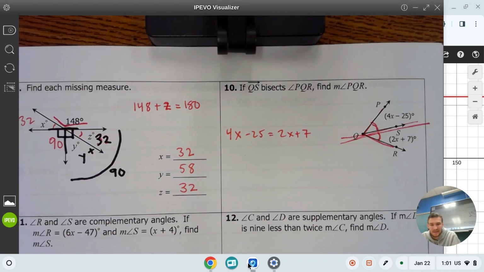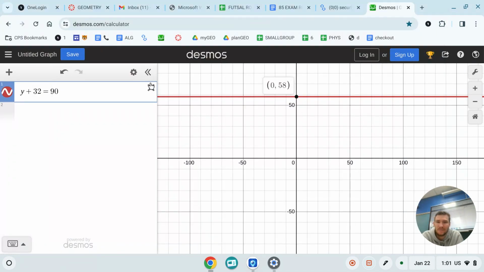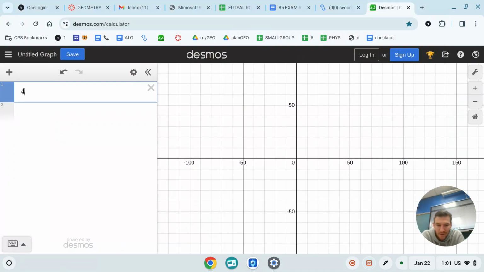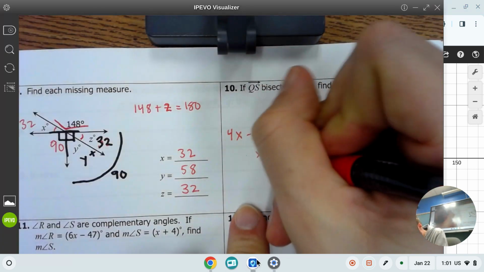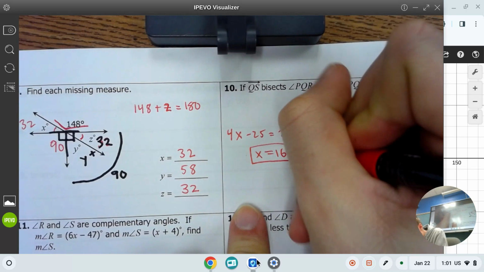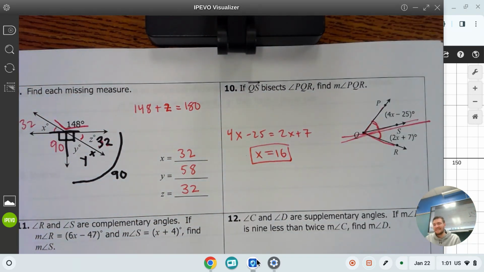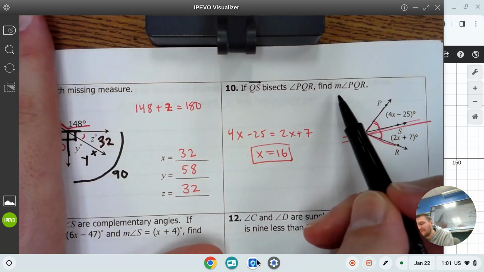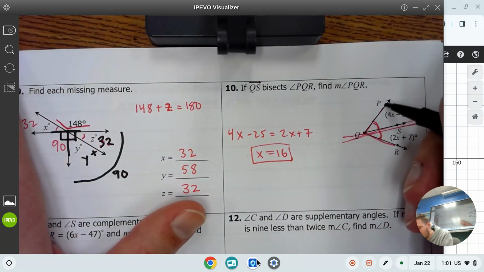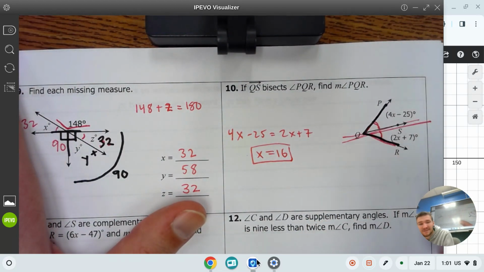And luckily we can use Desmos, speeding it up. 4x minus 25 equals 2x plus 7. Desmos says 16. X equals 16. But that's not exactly what it wants. It wants to find the measure of PQR. That's the whole thing.